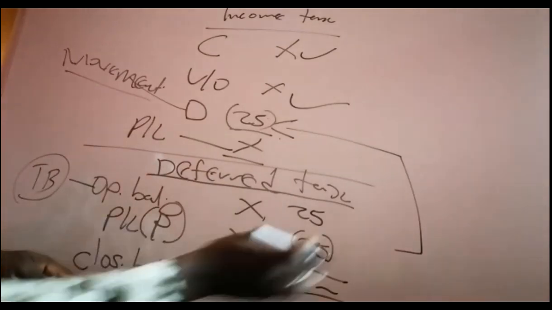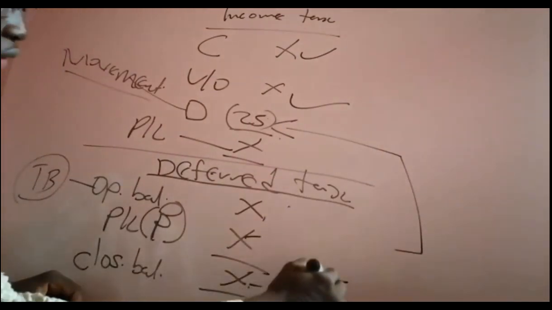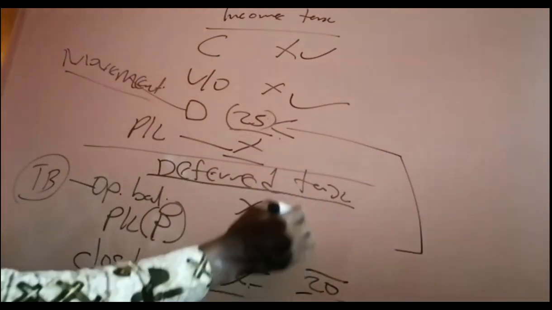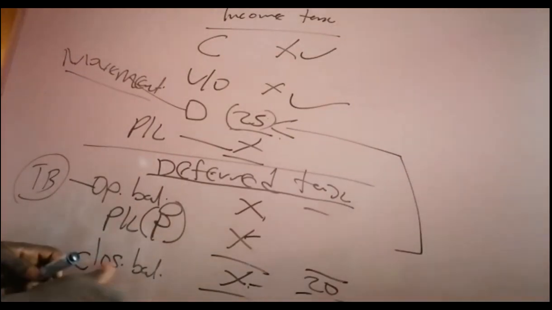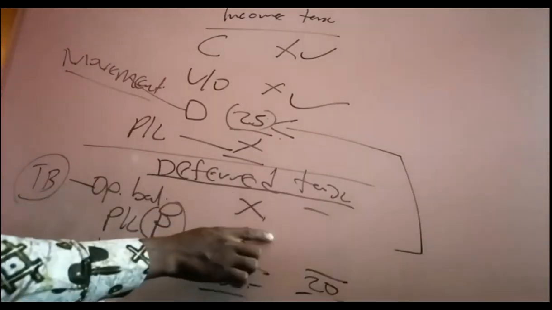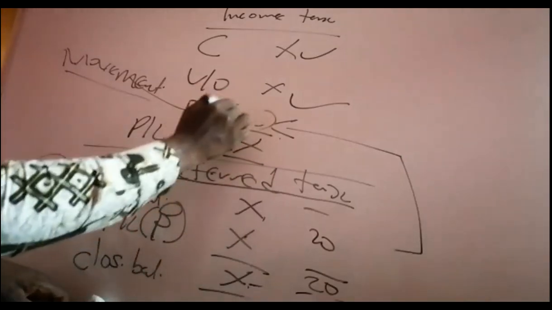Now the next one is what if here rather is 20 and the opening balance is dash. No deferred tax found in the trial balance. Okay, so that means what should I add to 0 so that I can get 20? We'll have to add 20 to it. Here must be 20. Well done.